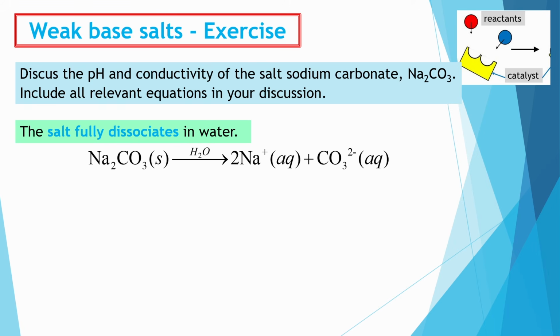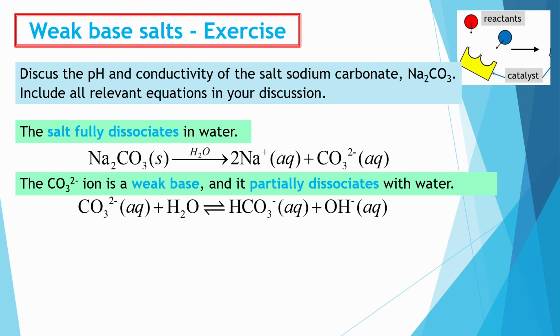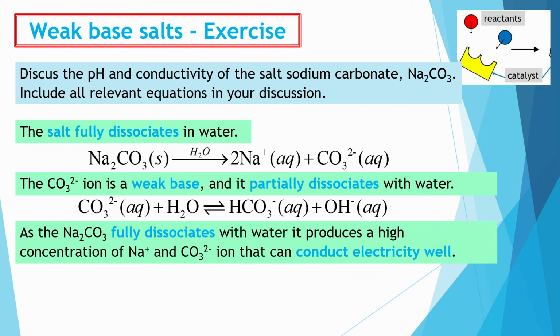Now remember, the sodium ions are going to be spectators. It's the negative ion, because it's a weak base, that we're going to react with, or partially dissociate with, the water. So it partially dissociates with water, accepts a proton, and becomes hydrogen carbonate and hydroxide ion. So those are the two equations. That's great, but now we need to unpack them, we need to explain them.